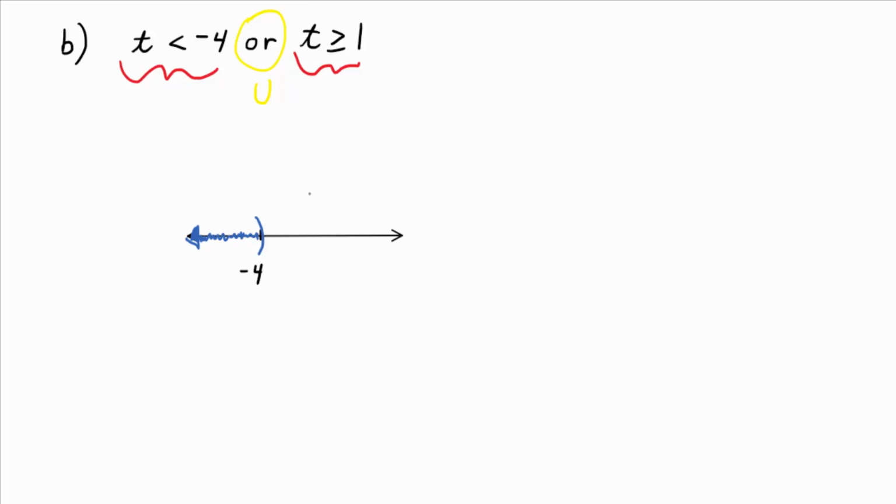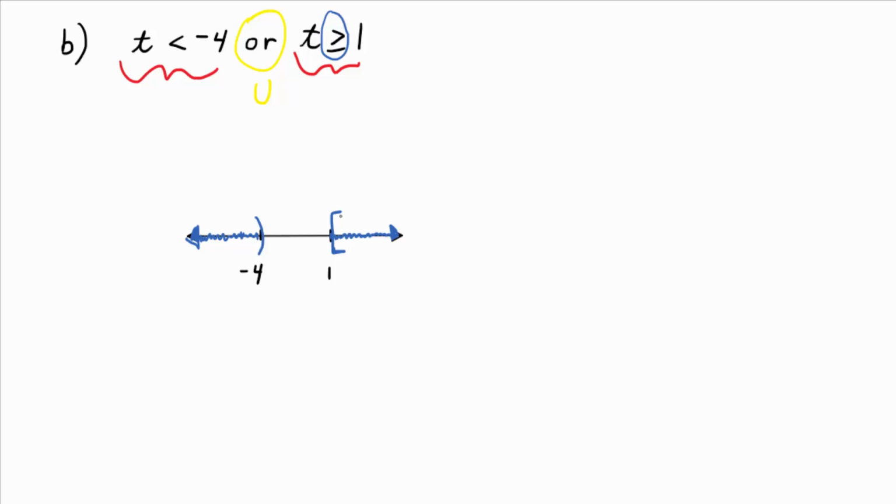Okay, and then on the same graph, since it's a union symbol, I'm going to lump in t is greater than or equal to 1. And let's see, 1 would be over here somewhere to the right of -4. And then which way would I shade? I would shade to the right. And what kind of symbol would I use around the 1? Because it's greater than or equal to, I would use a bracket there.